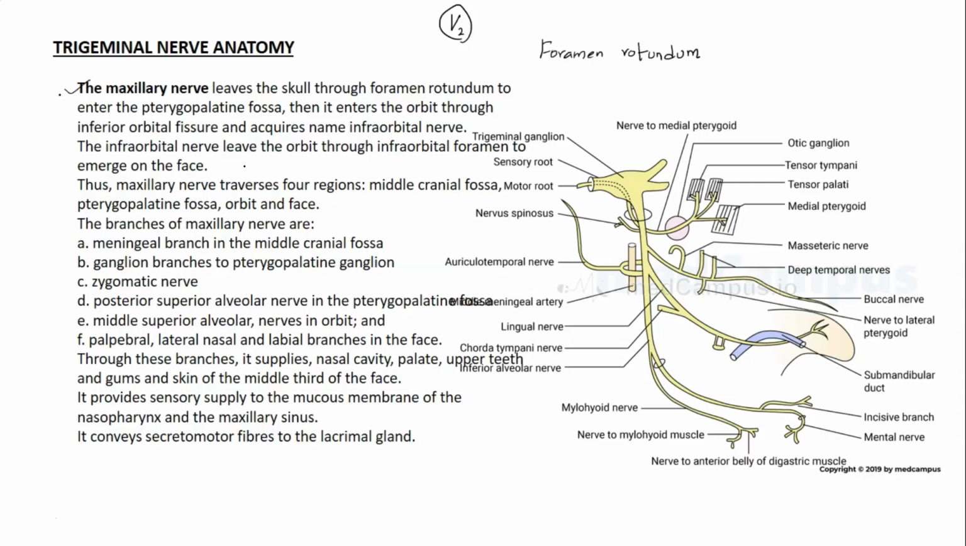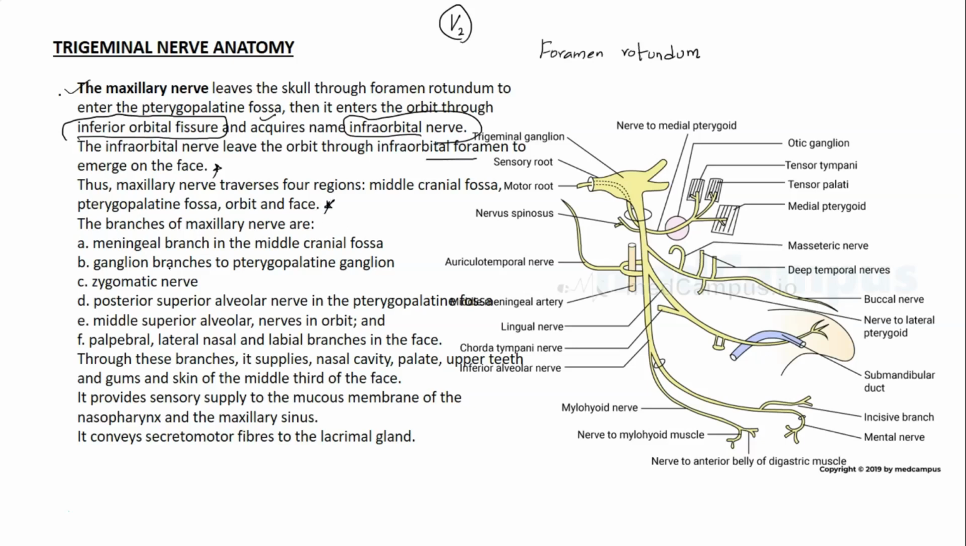and it enters the pterygopalatine fossa, and it goes through the orbit of the eye via the inferior orbital fissure. There it is called the infraorbital nerve. This infraorbital nerve exits through the infraorbital foramen and comes onto the face. So it is in the middle cranial fossa, the pterygopalatine fossa, the orbit, and then it comes onto the face. There are four regions into which you have the maxillary nerve.